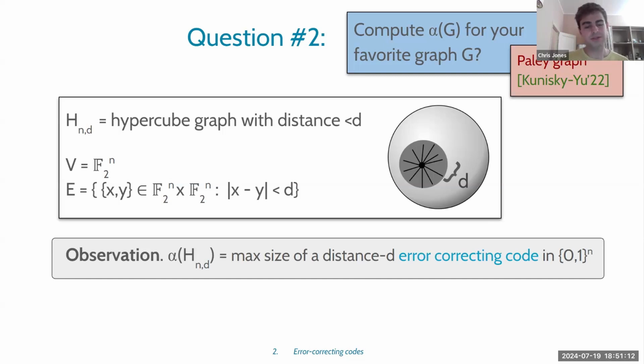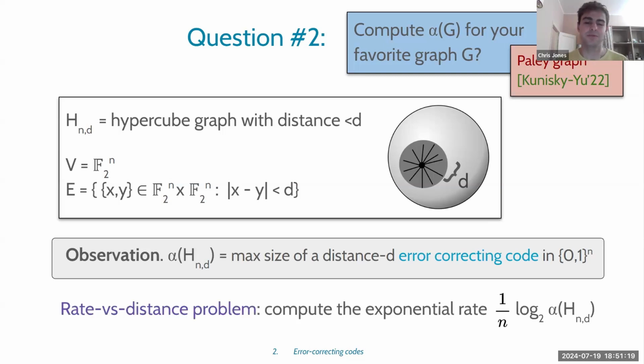It turns out that computing this independence number is actually a major open problem in the theory of error correcting codes. It's known as the rate versus distance problem. This graph has exponential size 2 to the n, and the independence number is also on an exponential scale. What we would like to do is compute the independence number on the exponential scale. So let's compute the exponential rate, which is 1 over n times log of the independence number. Even ignoring polynomial in n factors, we still don't know what is the exponential rate of the independence number of this graph.